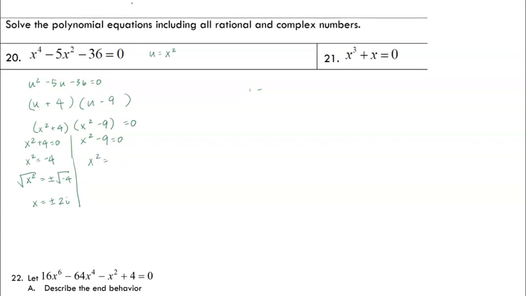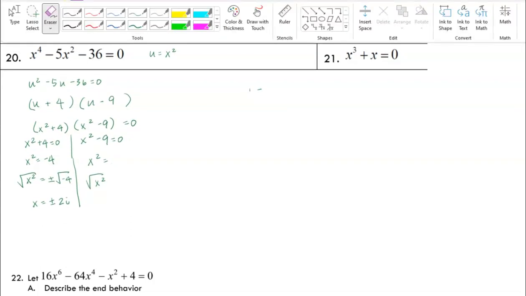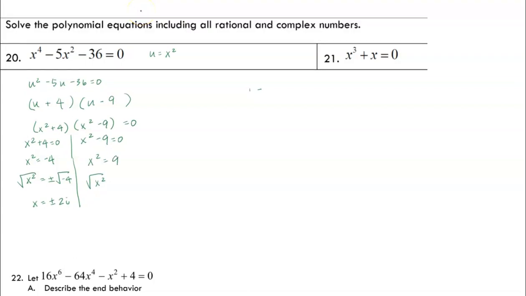Oh, whoops. I got a little ahead of myself because I was very excited to realize that this is what we've been doing in class. X squared equals 9, so x equals plus or minus 3. So x equals plus or minus 2i and plus or minus 3. Nice.